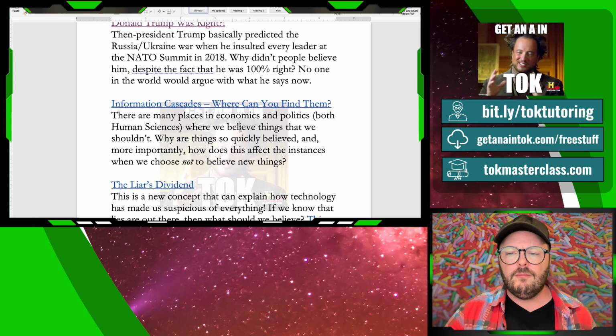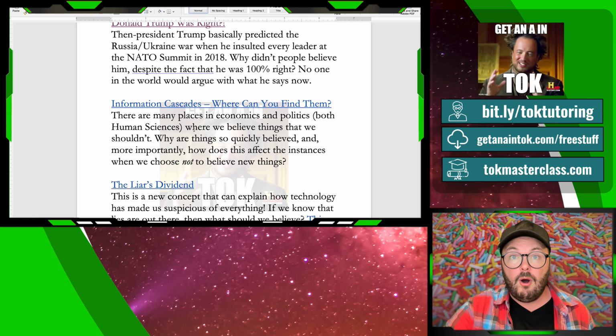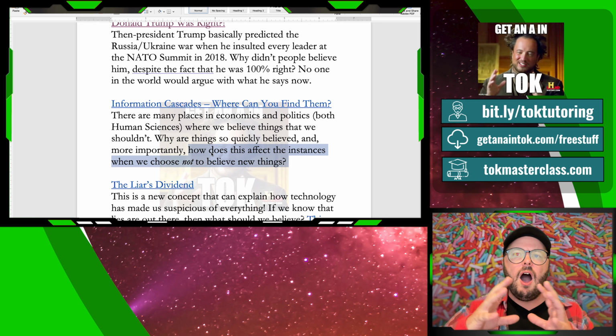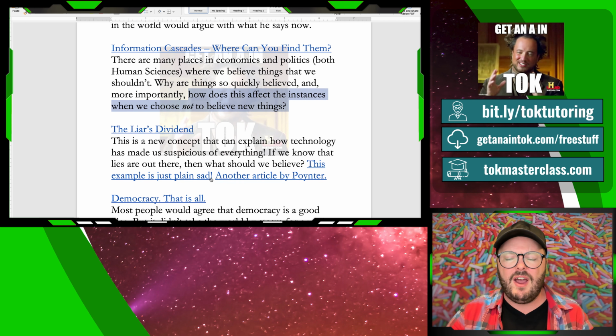The first is information cascades. So there are many places in economics and politics, which are both the human sciences, where we believe things that we shouldn't. Why are things so quickly believed? And more importantly, how does this affect the instances when we choose not to believe new things? So how does the opportunity to believe so many different things affect why we slowly believe new things?